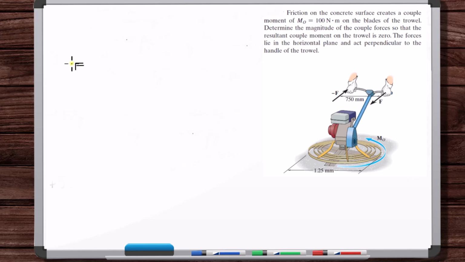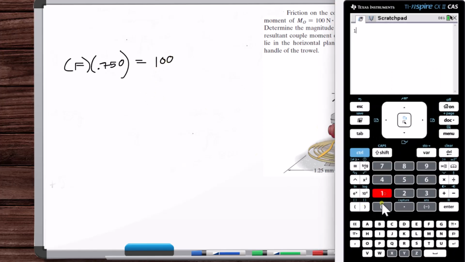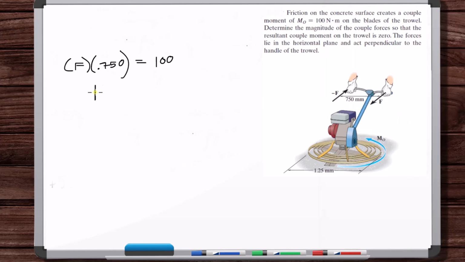So these forces times 0.750, and we're not going to worry about a sign convention. This needs to be equal to, what moment is it countering? This needs to counter this moment, 100. That's it. F equals 133.3 newtons. It's that simple. That's it. It's just a simple vector sum.